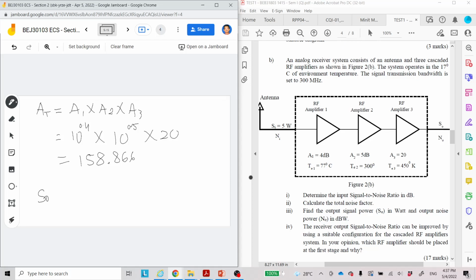From here I can find the SO. So SO is equal to A total multiplied with SI, the input signal power. So what I get is 158.866 multiplied with 5. Input here is 5 watt. So I get here 794.328 watt.